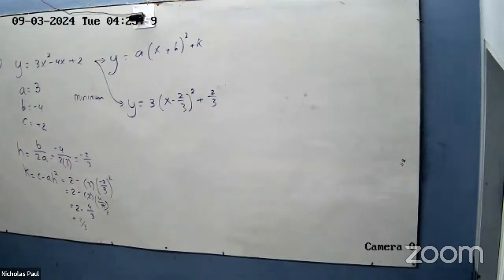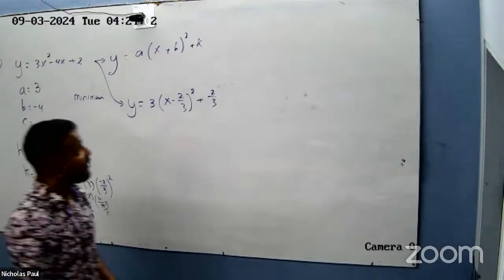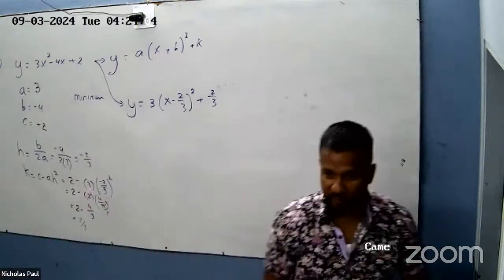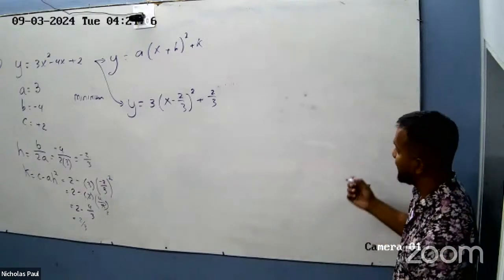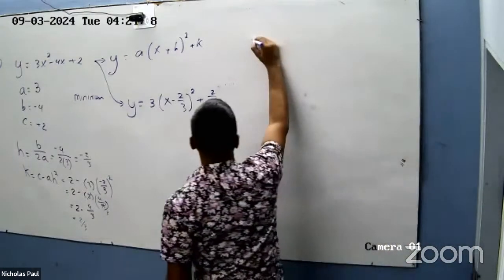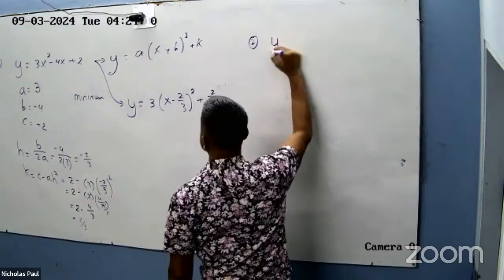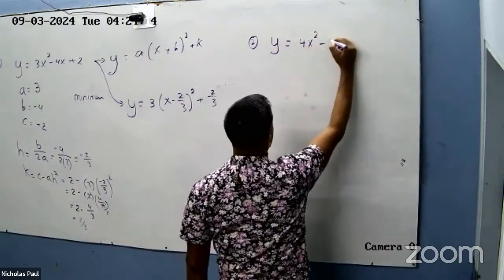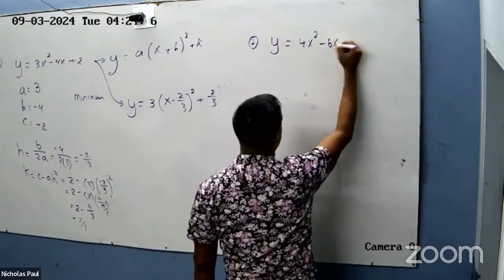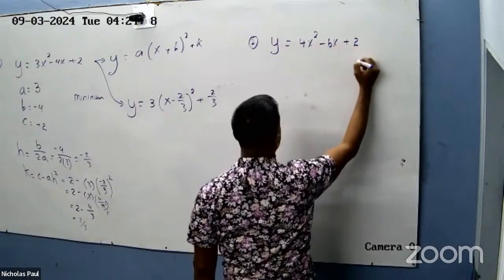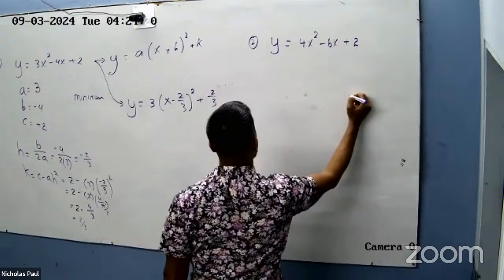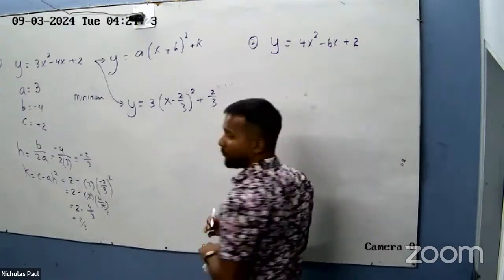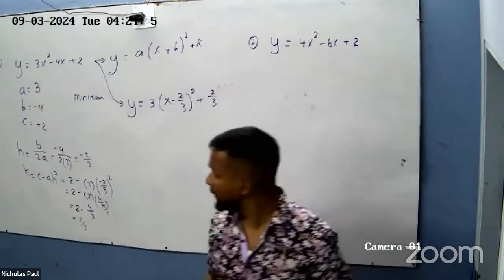I won't give you too much today, don't worry. Try this one. Complete the square, for numbers.